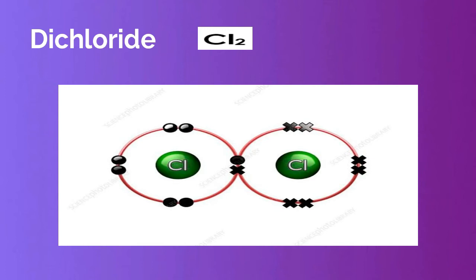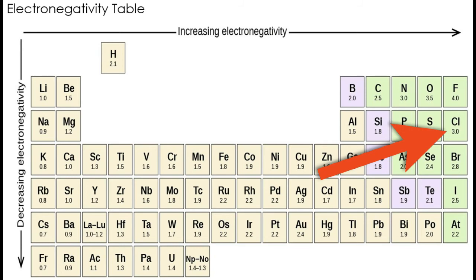Therefore, hydrogen chloride forms a polar covalent bond. Another example is the bond between chlorine atoms because they equally share the electrons. The electronegativity value of chlorine is 3. Since the 2 atoms share equal number of electrons, the electronegativity difference is equal to 0. Therefore, dichloride or chlorine molecule forms a non-polar covalent bond.